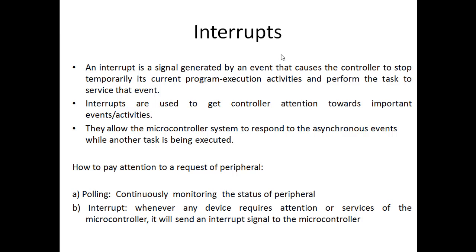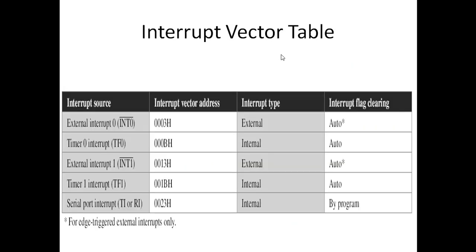Okay, moving ahead. How many types of interrupts are there normally in 8051? There are generally 5 kinds of interrupts. They may occur internally or externally. If we talk about internal ones, there are 3 interrupts known as timer 0 interrupt, timer 1 interrupt, and serial port interrupt. And if we talk about external interrupts, there are 2 kinds: external interrupt 0 and external interrupt 1.